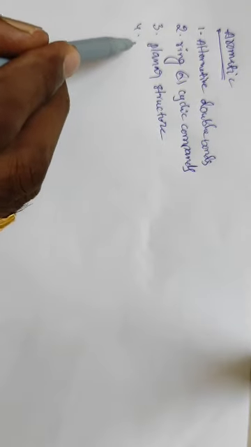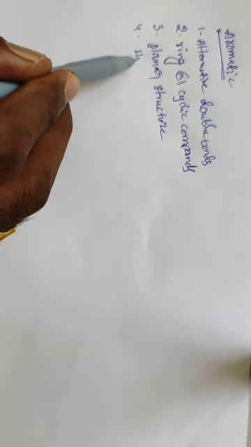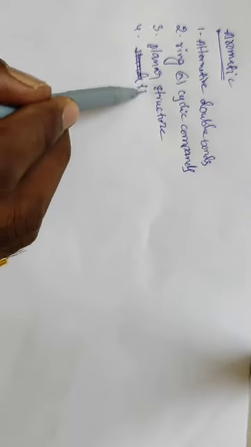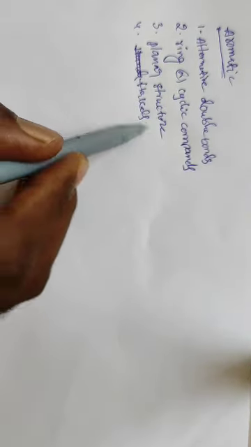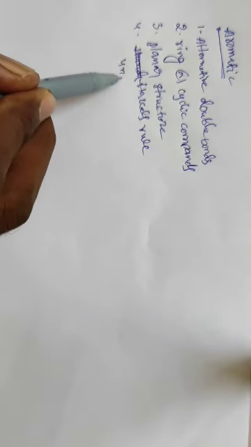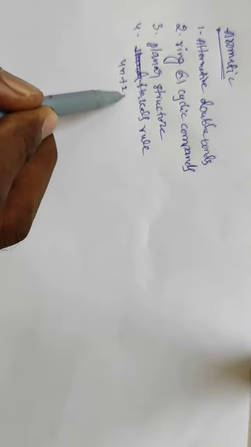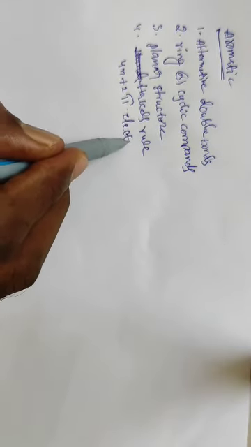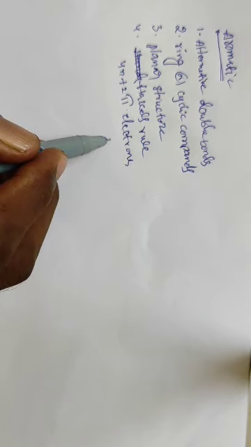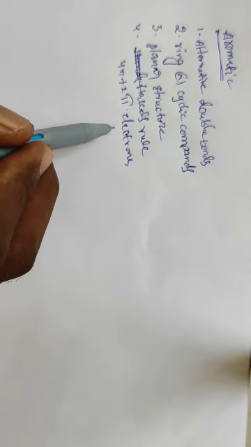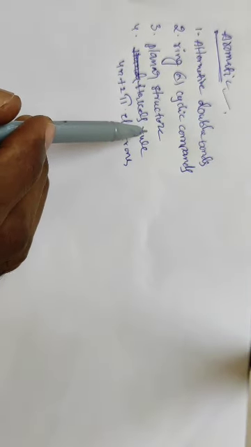planar structure. And moreover, Huckel's rule should be followed. What is Huckel's rule? 4n plus 2 pi electrons. If 4n plus 2 pi electrons is satisfied, it is an aromatic compound. That is what aromatic means.